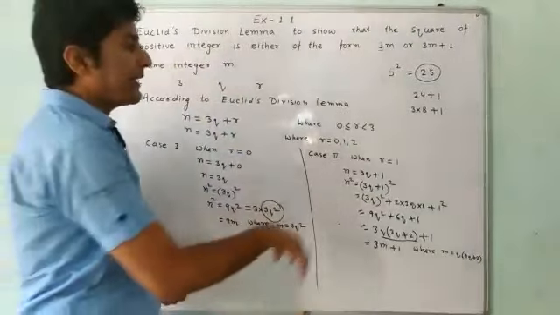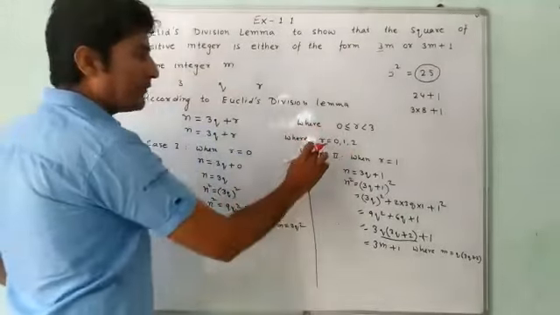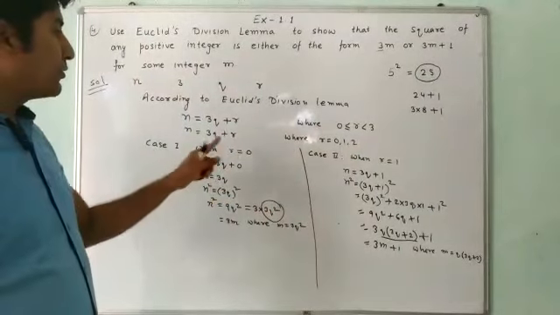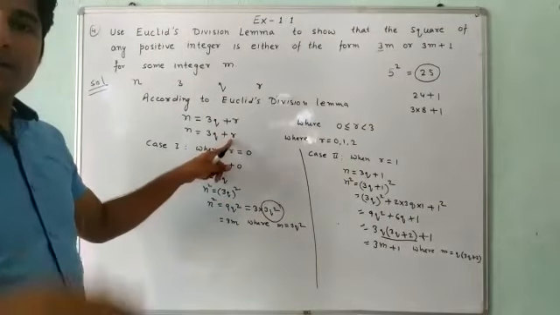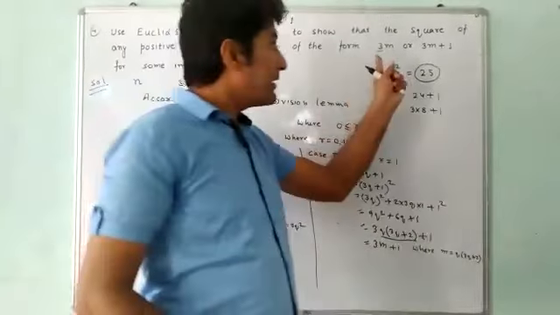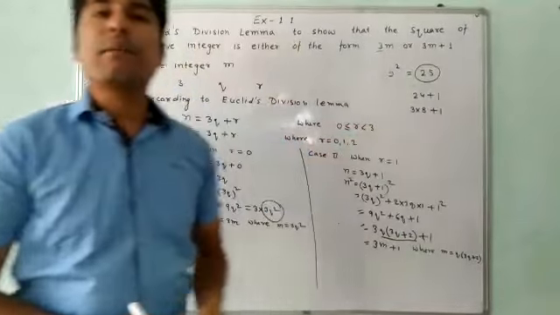Similarly, we can take case 3. In case 3, we have to write r equals 2, and we put 2 in place of r, and then we put the square, and then we can convert that either into the form of 3m or 3m plus 1.